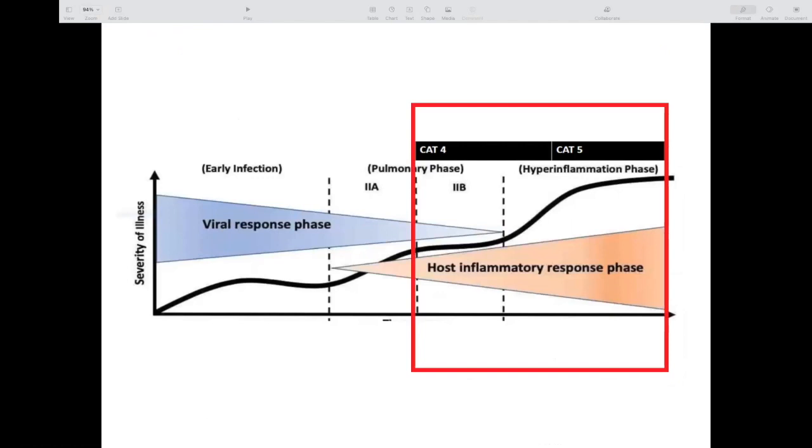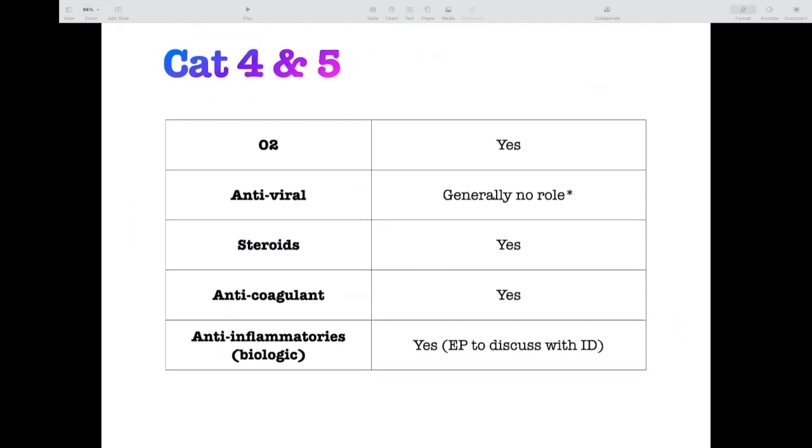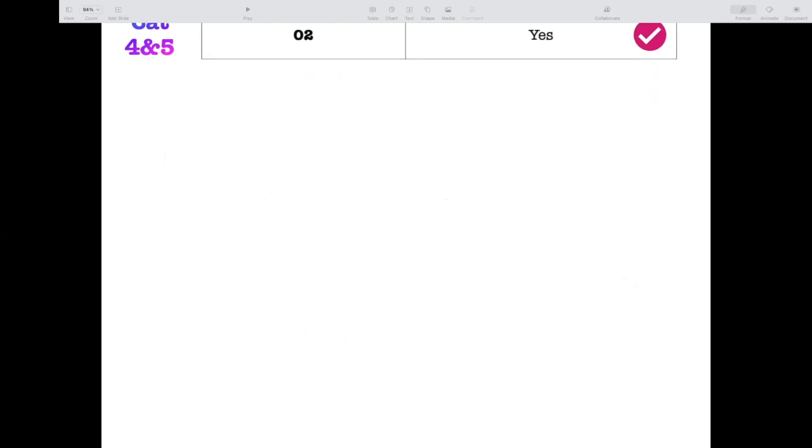In Cat4 and Cat5 patient, as we can see here, they need to start oxygen supplements. Generally, there are no role for antiviral for Cat4 and Cat5 patient, except that in Cat4 patients, which in late pulmonary phases, where the viral response is still there, there's a role for antiviral. Other than that, in Cat4 and Cat5 patient, we need to start steroid, anticoagulant, and we need to identify certain patients who need anti-inflammatories and discuss with ID team. So next, we talk about oxygen.